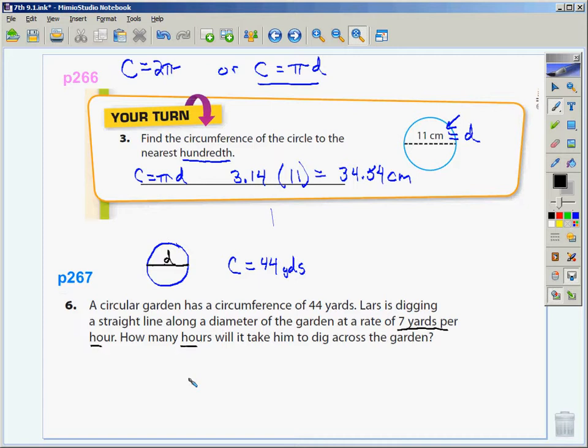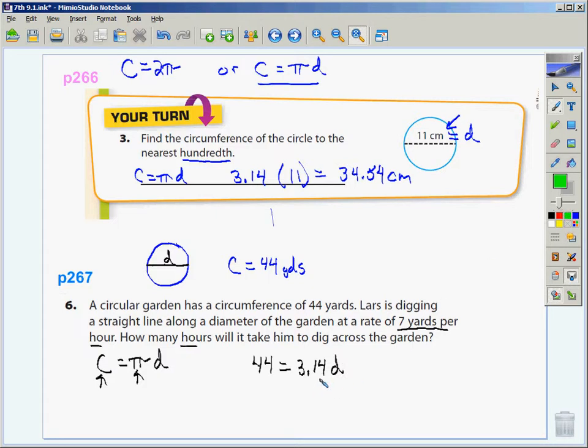Okay? In order to figure out how long it's going to take him to dig the ditch, what do I got to find first? Not the radius, but the what? The diameter. I got to find out how long is this ditch that he's digging. Since I'm looking for the diameter, again, I want to use this formula, C equals pi times the diameter. What can I put in place of this C? 44. What can I put in place of pi? 3.14. And this would be the D.